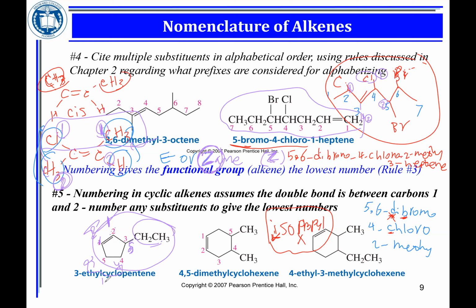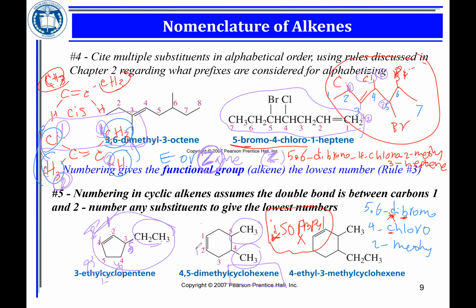Do I have to say 1-cyclopentene? No, because it's understood that the carbon double bond is between carbon 1 and 2. So we don't have to bring in that 1. We only say the ethyl group is on location 3 with respect to the carbon-carbon double bond. In this case, you have 1, 2, and cyclohexene is already understood, that is the double bond is between carbon 1 and 2, and 2 methyl groups.